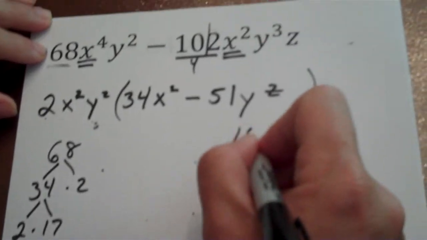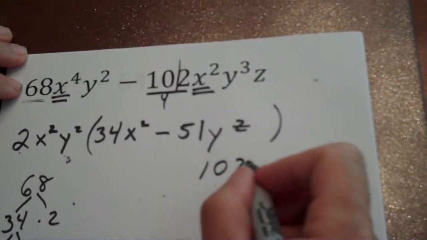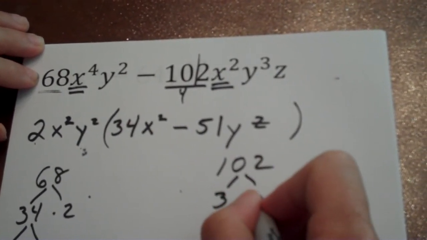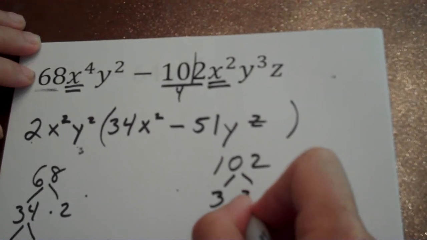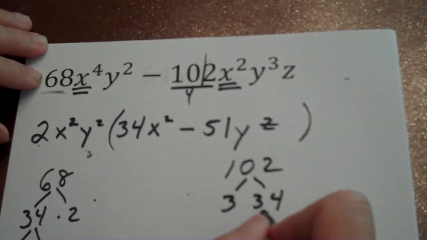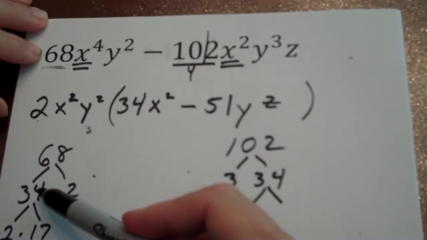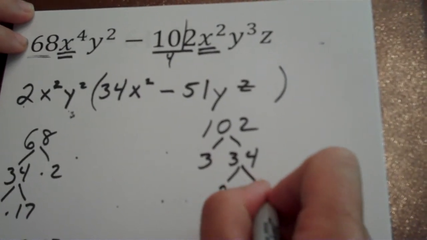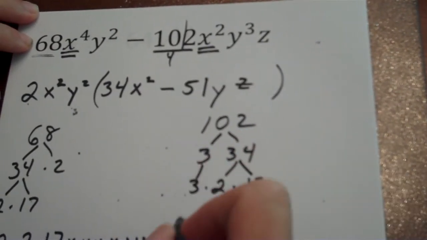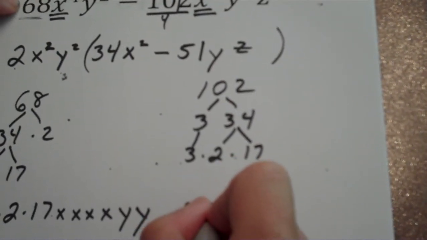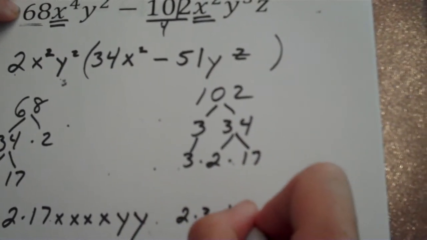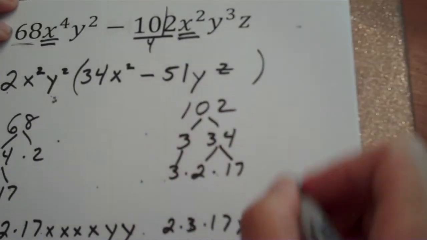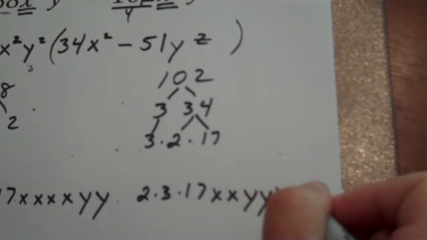So how about the 102? Remember we said 3 went into it because the sum of the digits is 3. Well, that's 3 times 34. 34, that sounds familiar. Remember I had that on the last one. If I keep factoring, it's 2 times 17. And if I put those in order, that would be a 2, a 3, a 17, and in this case I had 2 x's, 3 y's, and a z.